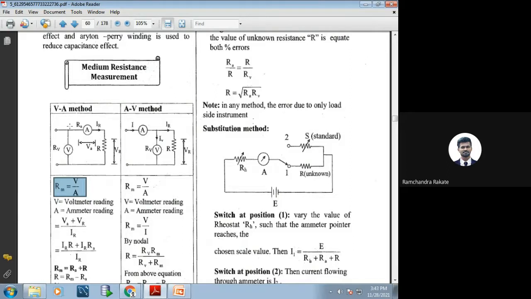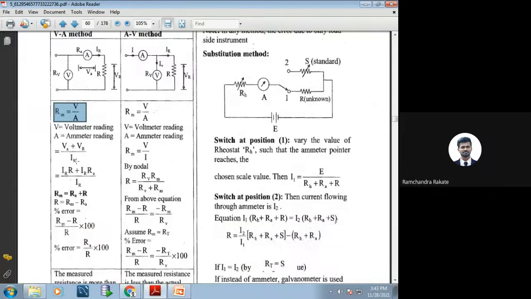As we know, total resistance RM is nothing but RA plus R. If you rearrange the terms, R is equal to RM minus RA, so we get the percentage error. Percentage error is nothing but (RM minus R) divided by R into 100, and the percentage error we get is the difference of RM minus RA divided by R into 100.